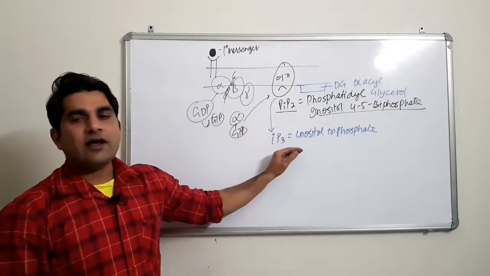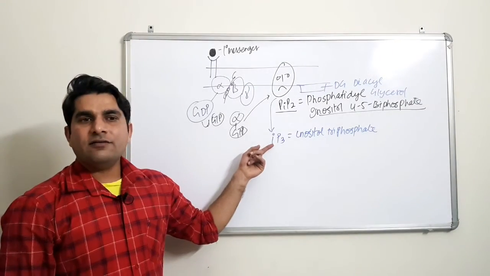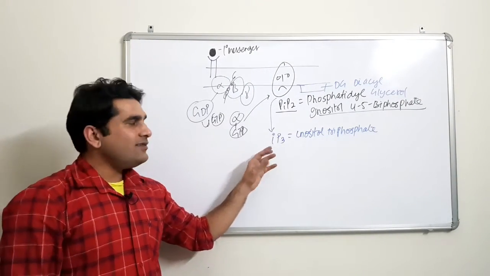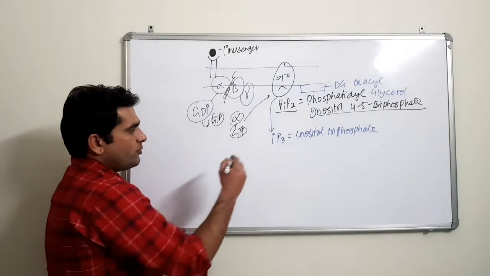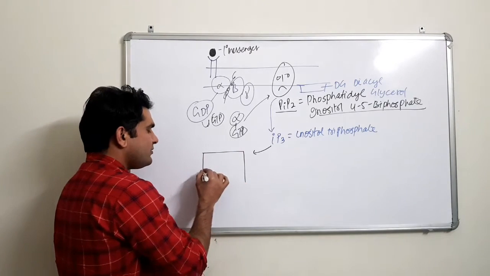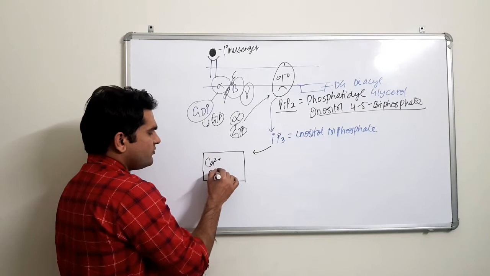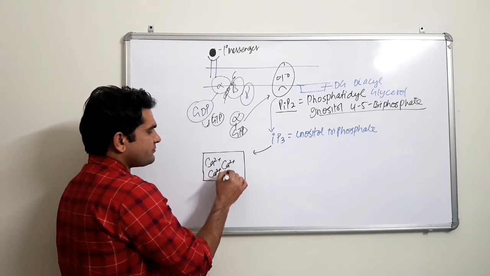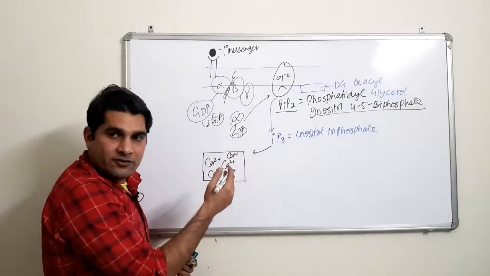So what is the role of IP3? IP3 is present in the cytoplasm and it is freely water soluble. So this IP3 moves from here and goes to a cell organelle, and that cell organelle is the storehouse of calcium. Can you predict the name of this cell organelle? Endoplasmic reticulum. Which part? Terminal cisternae.